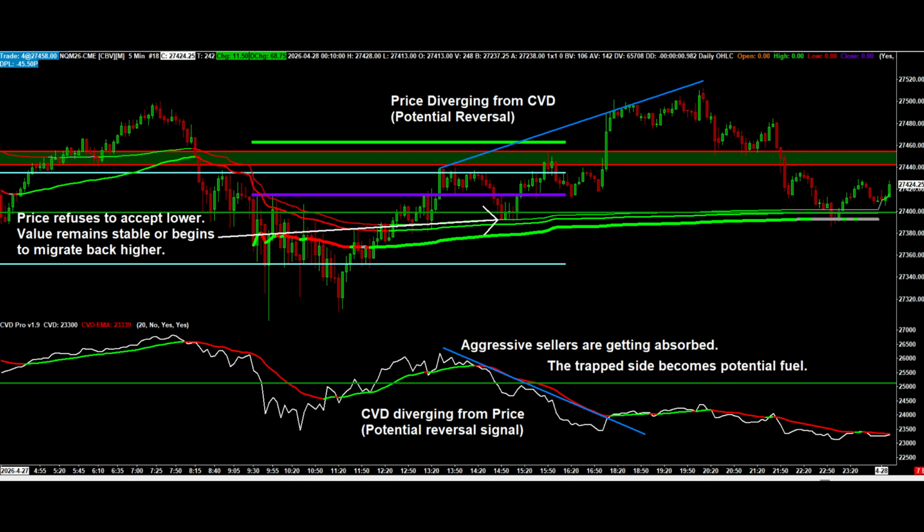The logic is not CVD went down, so buy. The logic is sellers were aggressive, but they failed to create lower acceptance. That failure creates asymmetry. The trapped side becomes potential fuel. This is exactly why context matters more than the indicator.